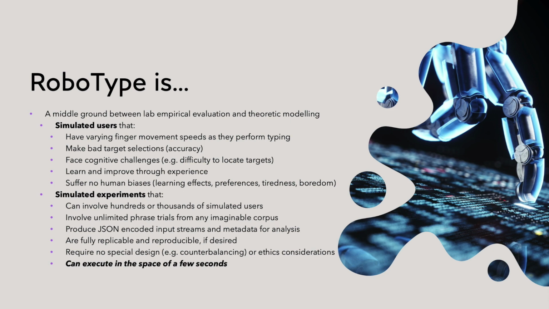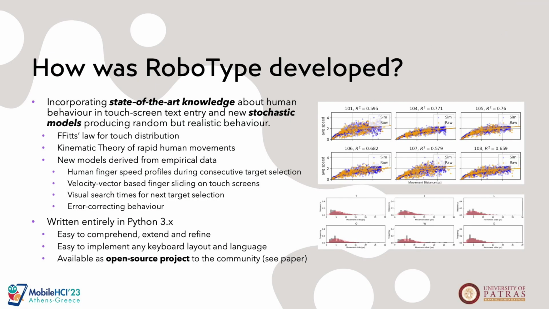Best of all, this rich data can be produced in a matter of mere seconds, instead of taking days or weeks, as a typical lab study would. RoboType incorporates state-of-the-art knowledge about human behavior in touchscreen text entry and new stochastic models producing random but realistic behavior. Simulated user behavior is based on the F-fits law for touch distribution and the kinematic theory of rapid human movements. It also incorporates new models derived from the analysis of extant empirical data.